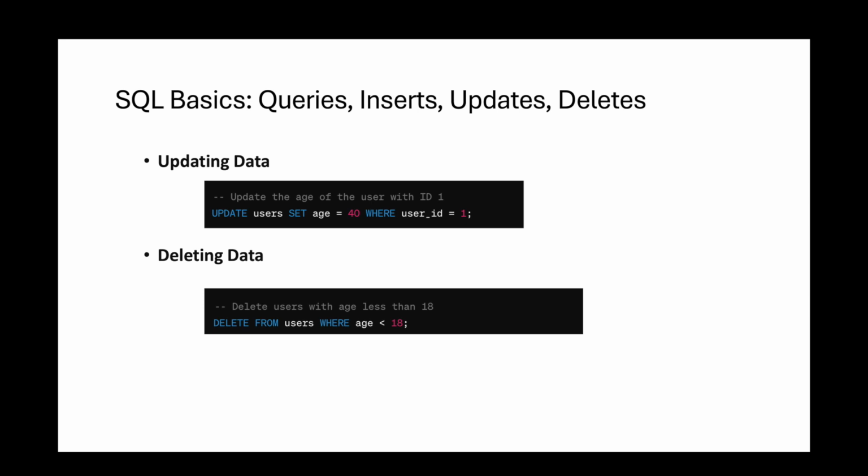Deleting data. The delete statement is used to remove records from PostgreSQL tables based on specified conditions. Example: delete users with age less than 18. Delete from users where age < 18.